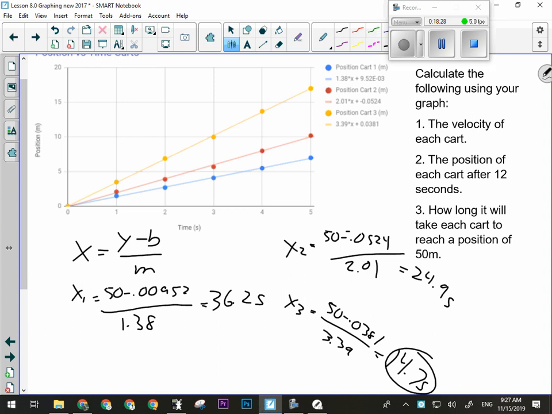On Monday, we're going to be doing a lab to do with position versus time graphs. We're going to run some carts down the atrium, and we're going to measure what position they're in after various points in time. We're going to build some graphs, do some calculations, things like that. So, you ready for that on Monday?